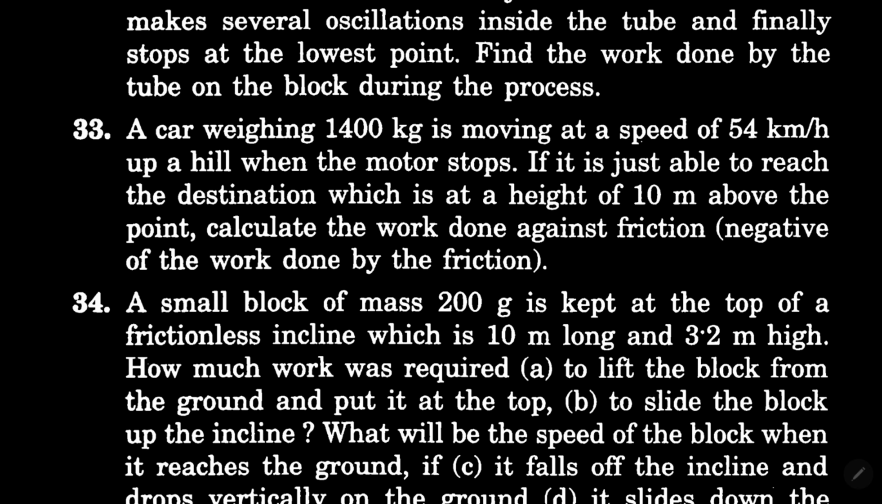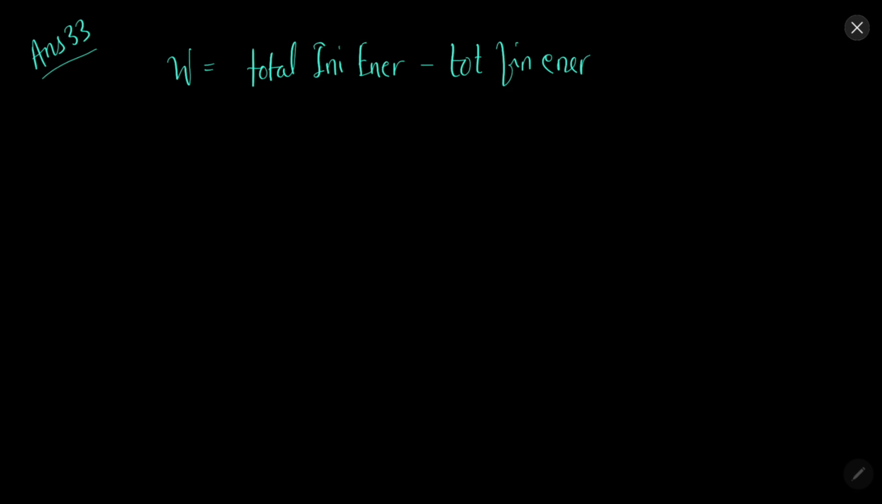In question 33, we have a car. If it is just able to reach the destination, we need to calculate the work done against the friction. So this is 33rd question. Now work done will be equal to total initial energy minus total final energy. So this should be total final energy minus total initial energy.